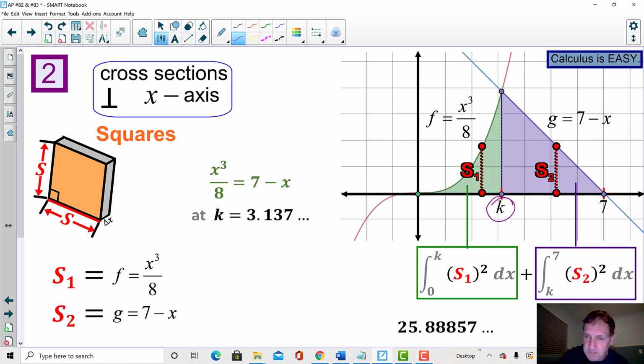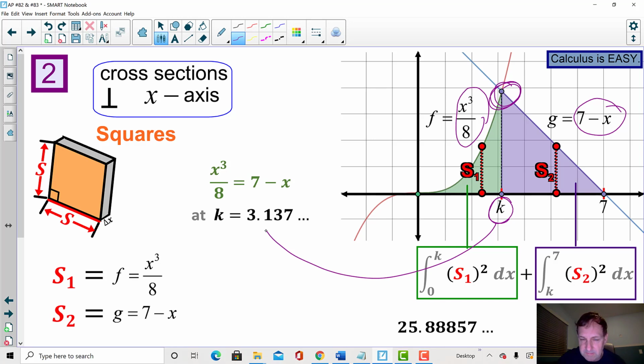Now we do have to solve for the k because our first integral goes from 0 to k, and our second integral goes from k to 7. So we got to find out what that k is. That k is an x value, so we're just going to set this equal to this, and that'll give us our x value that we're calling k. Turns out that we get 3.137.